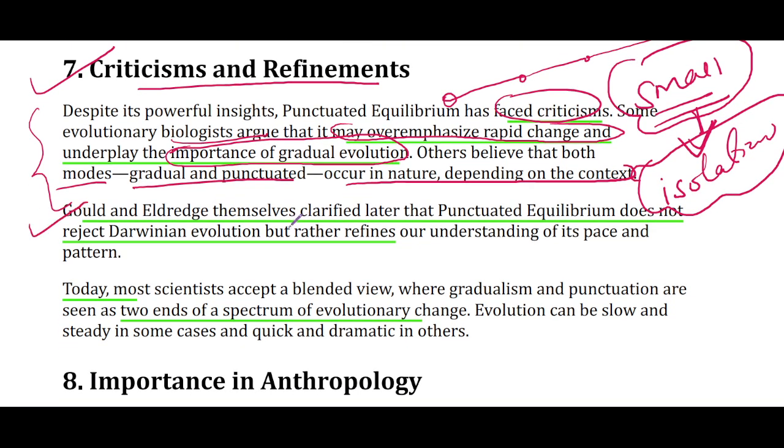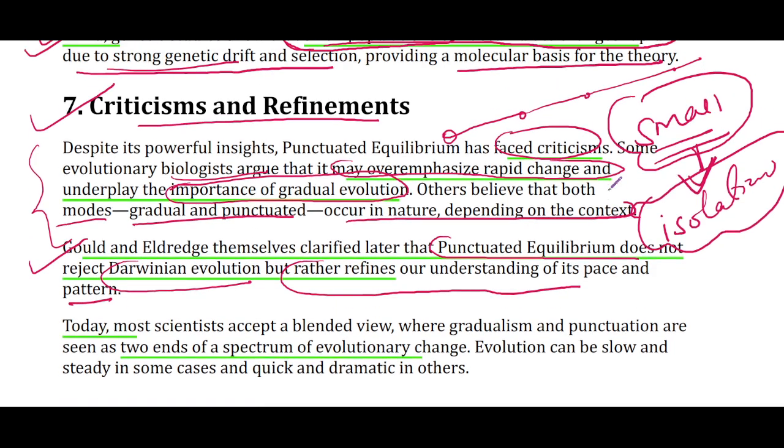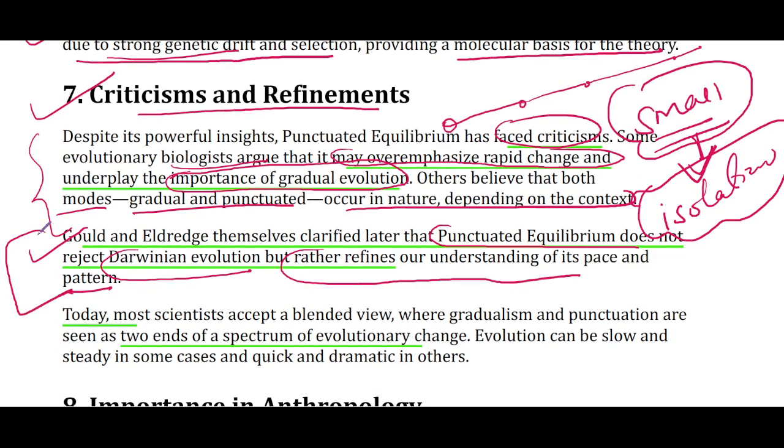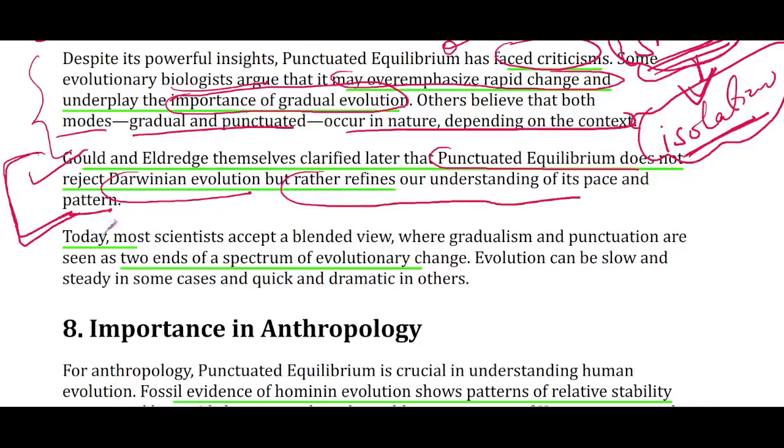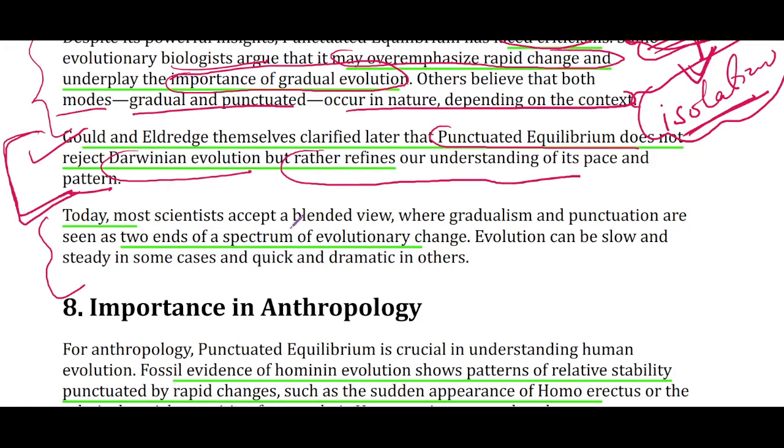Then Gould and Eldredge themselves clarified later that punctuated equilibrium does not reject Darwinian evolution but rather refines our understanding of pace and pattern. And yes, it does not totally refute the idea of phyletic gradualism because the whole idea is concentrated around certain patterns such as smaller population, geographical isolation, founder effect, strong selective pressure, rapid events. And today, most scientists accept a blended view, a mixed view, where phyletic gradualism and punctuated equilibrium both are seen as two ends of a spectrum of evolutionary change.